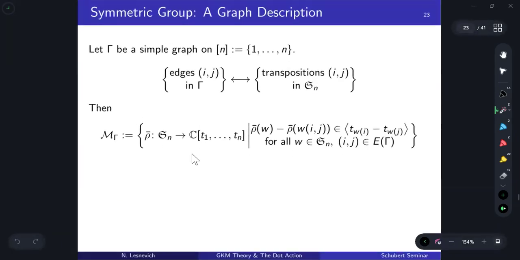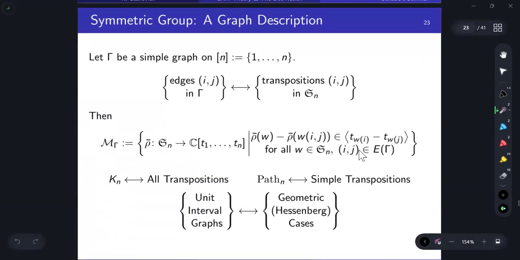Right? So first for type A, what I want to do is have a combinatorial object from which I can just read off the structure of my generating permutations. For that, I'll use a simple graph on 1 through n. I'll let edges ij in that graph be conflated with transpositions ij in the symmetric group, and abuse my notation a little bit and let M sub gamma be the module of splines that I get out by using all of the edges that gamma gives me.